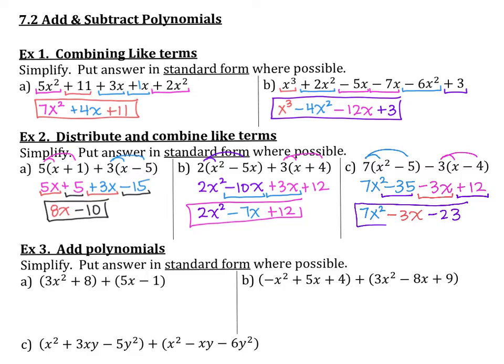Okay, this is my final answer. It is in standard form because the squared goes first, then the x, and then no x at all. And if I had it out of standard form, I would just rearrange it till I got it to the correct spot.